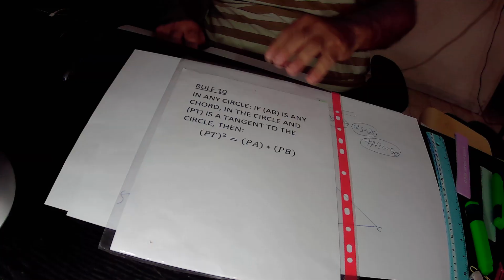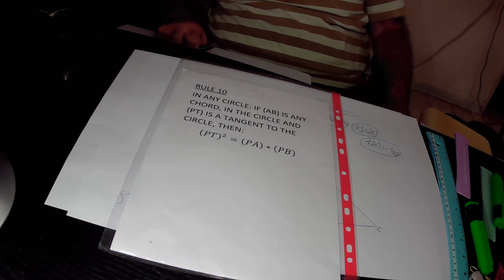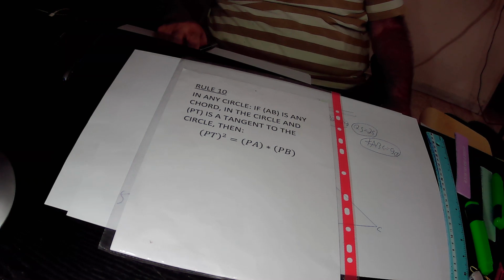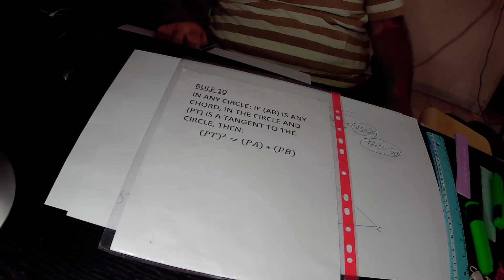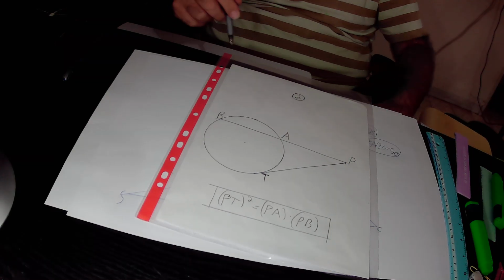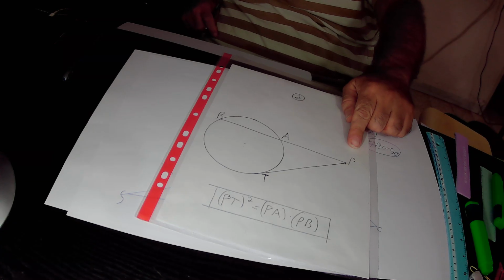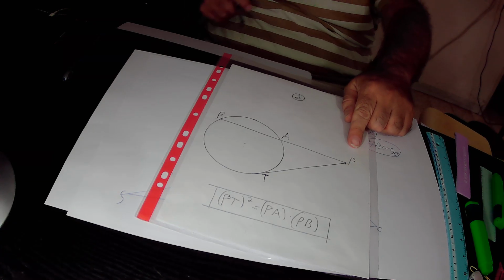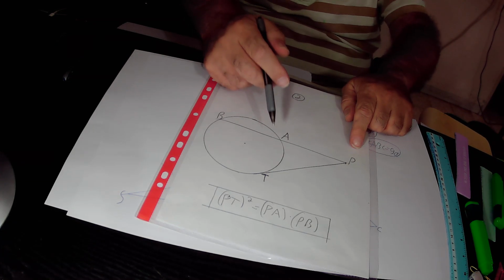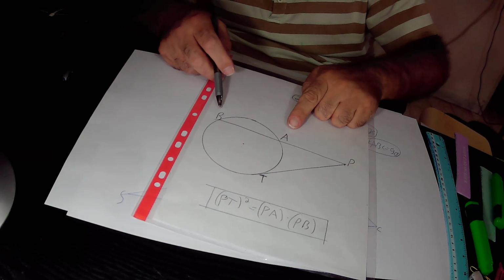According to rule 10, that is true in any circle. If AB is any chord in the circle, and PT is a tangent to the circle, then the following equation is true: PT squared equals PA times PB. So, in the drawing, we have a circle. This is the common external point T. For this common external point T, we have tangent PT, that is tangent to this circle at point T. And we also have, this is called BA.